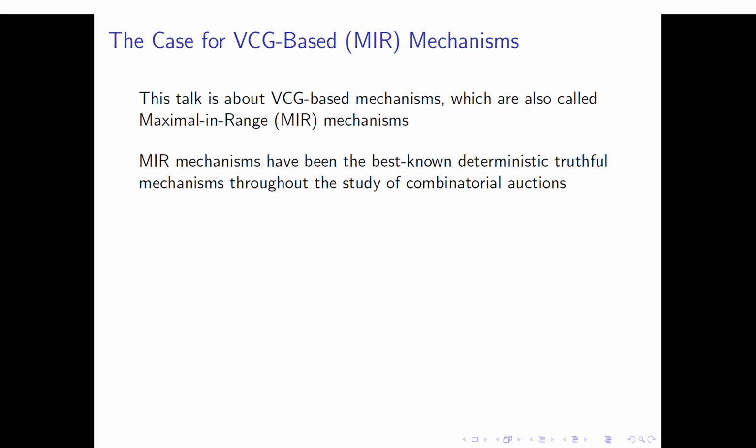This talk is about VCG-based mechanisms, which are also called maximal in range mechanisms. MIR mechanisms are pretty much the only way we know how to design deterministic truthful mechanisms for combinatorial auctions, so we're interested in figuring out exactly how good they can be.